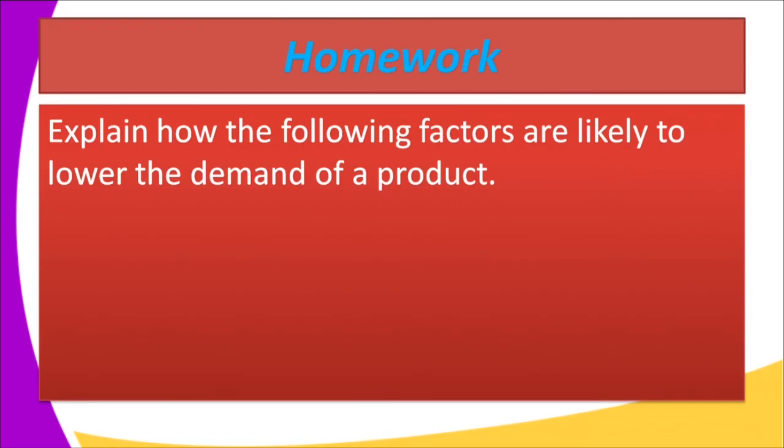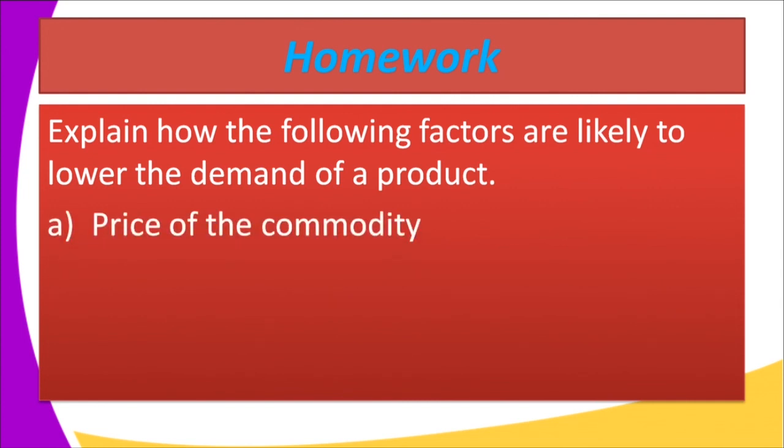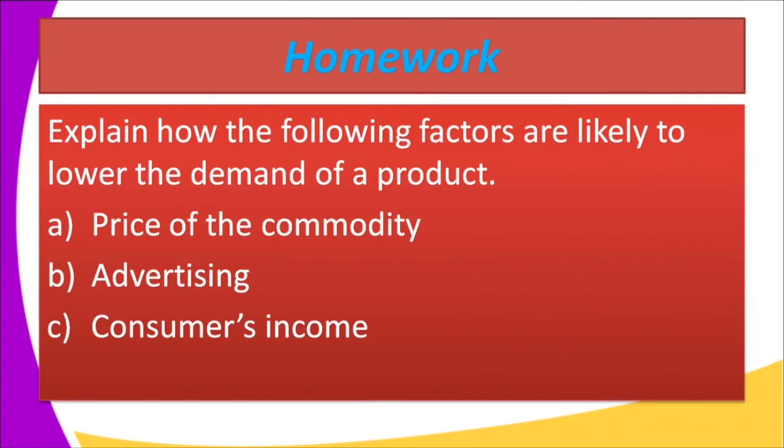I'm going to leave you with some assignment to exercise and practice on what we've looked at. One of the questions is: explain how the following factors are likely to lower the demand of a product. One of the factors is the price of the commodity; explain how the price of the commodity is likely to lower the demand of a product. We also explain how advertising is likely to lower the demand of a product. And finally, consumers' income.